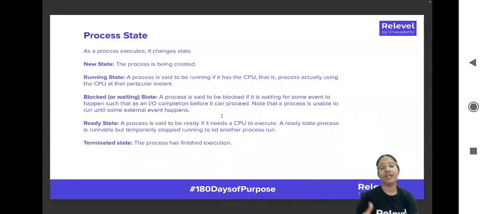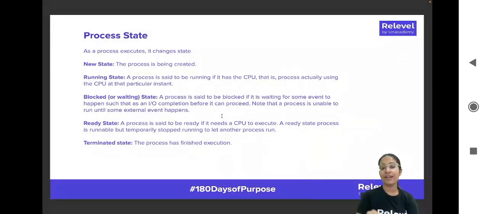Blocked or waiting state. In the waiting state, you are waiting for some external event or some input output event to happen in order to get back to execution again. So in that blocking state, your process is not getting executed and it will stay in that state until some external event happens. From that, you go into the ready state.